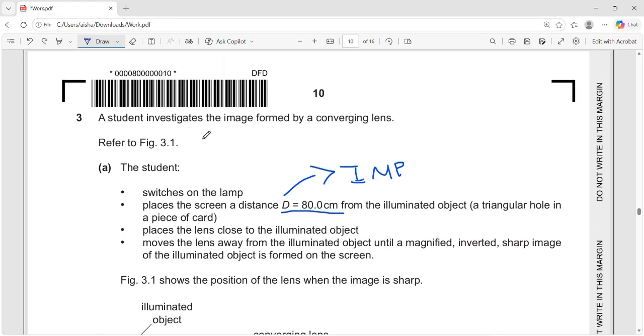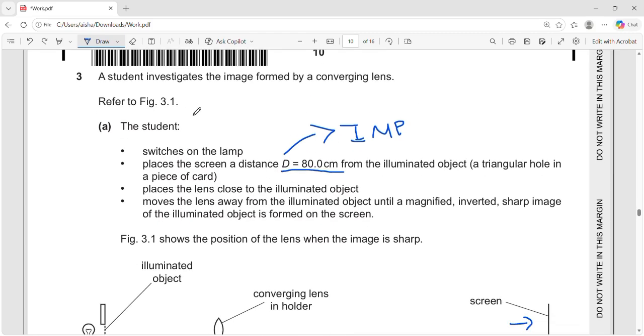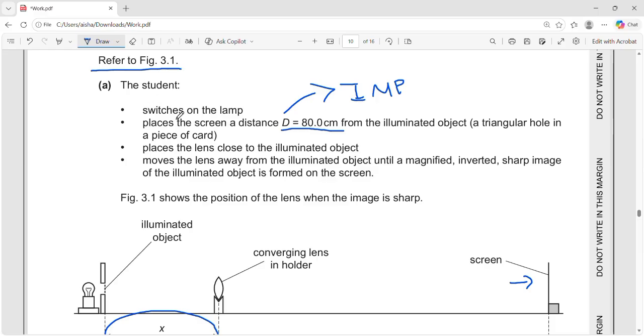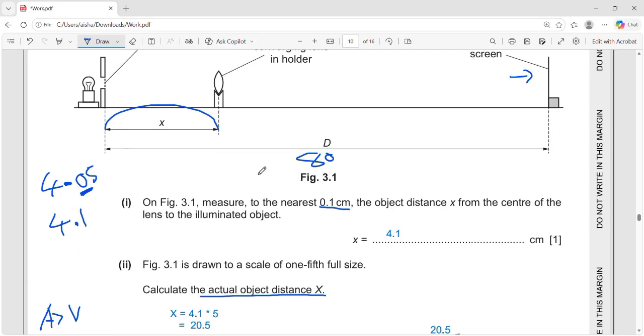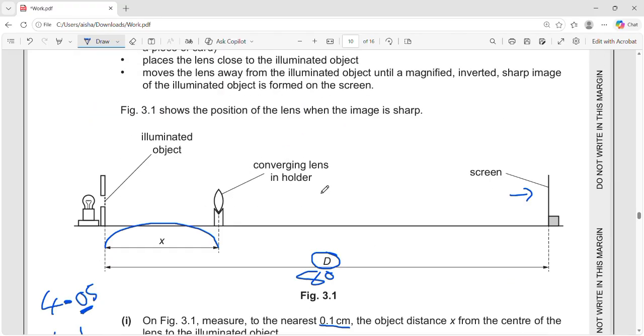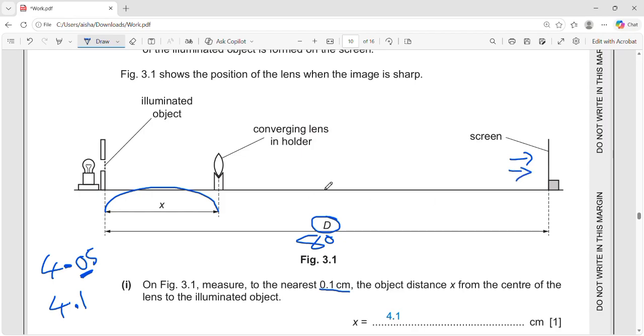Okay, so question 3 now. A student investigates the image formed by a converging lens. So it refers to figure 3.1. The student switches on the lamp, places the screen at distance d equal to 80 centimeter. So this d over here is 80 centimeter from the illuminated object. Places the lens close to the illuminated object, moves the lens away from the illuminated object until a magnified, inverted, sharp image of the illuminated object is formed on the screen.